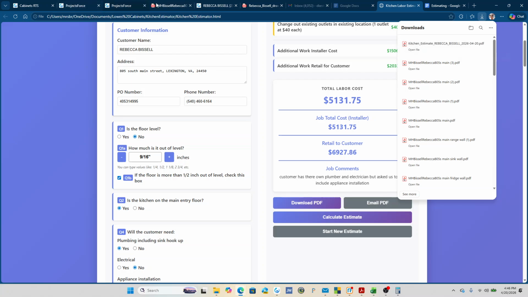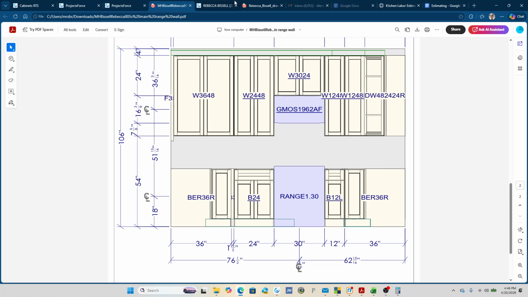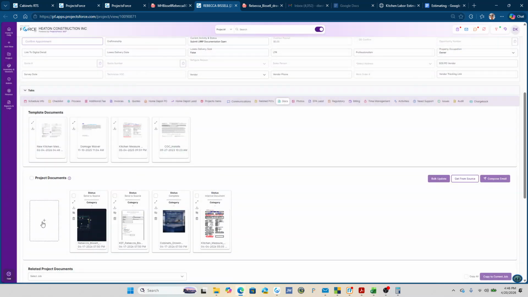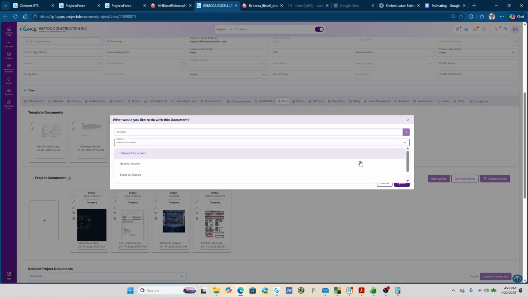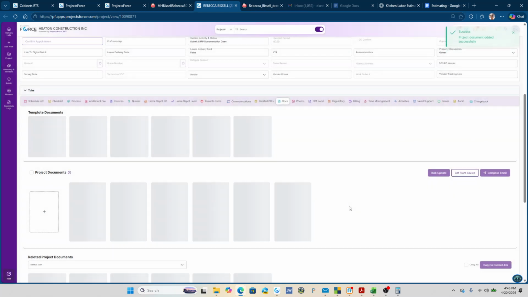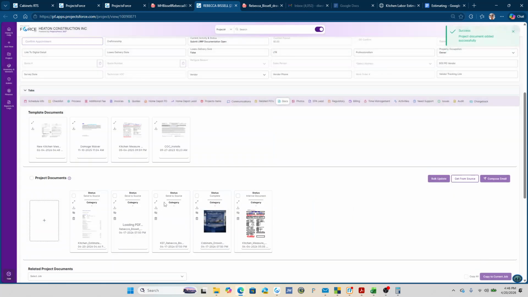That's my PDF. I'm going to go back here into the job. We go to Documents. And I'm going to upload it. It's going to pop up in my downloads, Rebecca Bissel, too, because we have another Rebecca Bissel. That was her personal house. This is a house for her son. So the other thing I'm going to do is respond back to the store, and send them a copy of it also. That way they have it. And that's pretty much it.